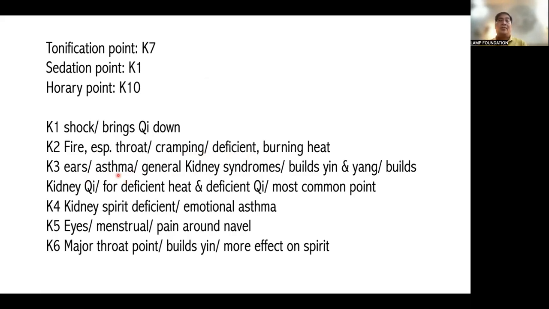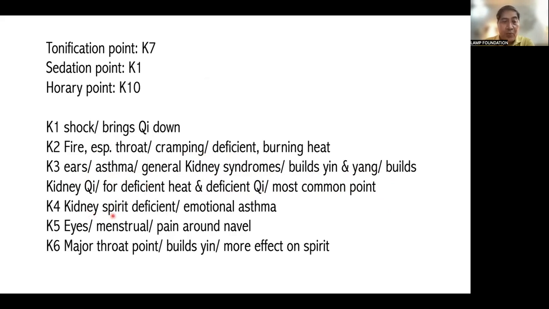So we all know that asthma can be caused by a very weak kidney, no? It cannot anchor the chi. General kidney syndromes, builds yin and yang, builds kidney chi for deficient heat and deficient chi. Kidney 3 is the most common point. Actually, you can use this for diagnosing, no? You can see capillaries there, and sometimes it's very tender, okay?